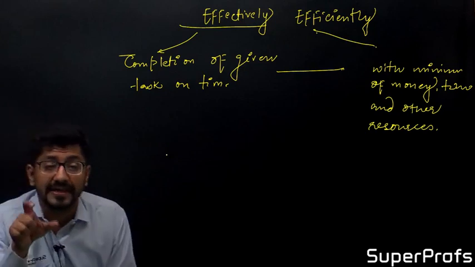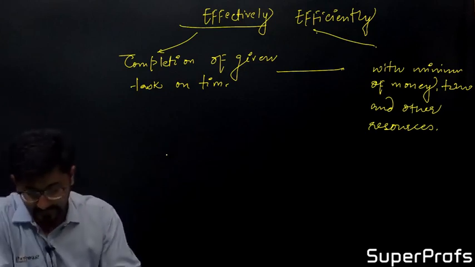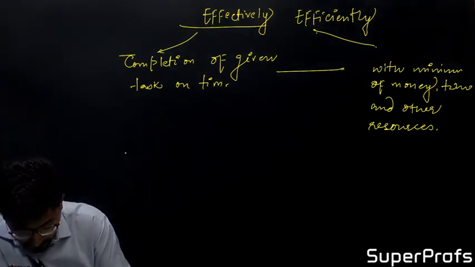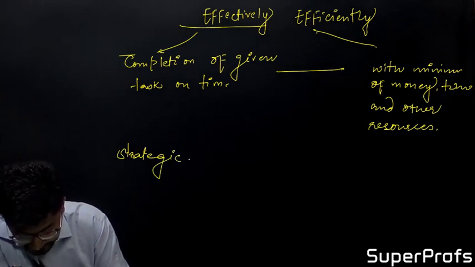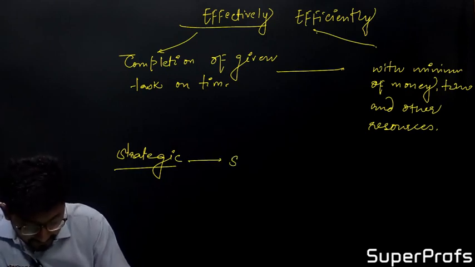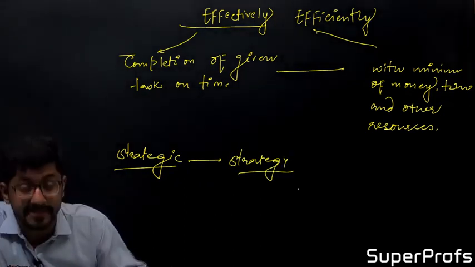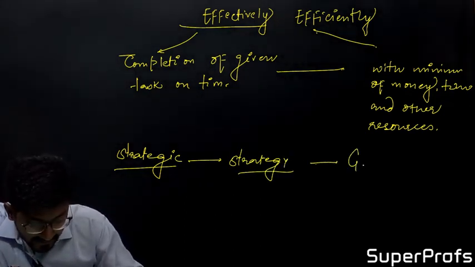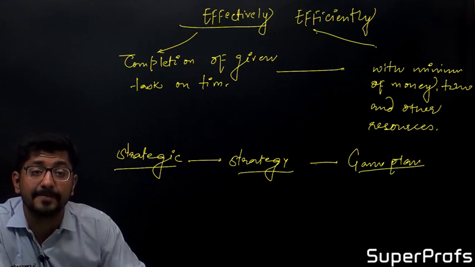The first term is management. The second is strategic. What does the term strategic mean? The word strategic comes from strategy. Strategy means a game plan. What is a game plan?